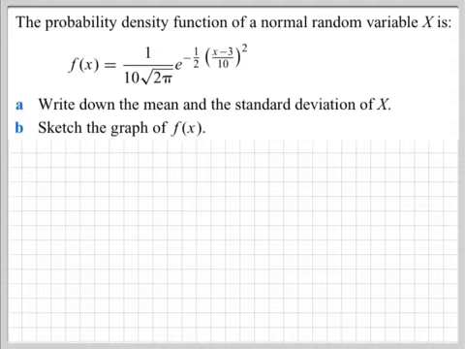Now, what do we got? The probability density function, normal, random variable x, is that thing there. Hello, Mr. Funny looking function. Now we have to write down the mean and the standard deviation, then we have to sketch the graph. Well, no problem, guys. That's A. We've got to write down the mean and the standard deviation. Well, you can see, come on, what's the mean? The mean is here, this point here, yeah?